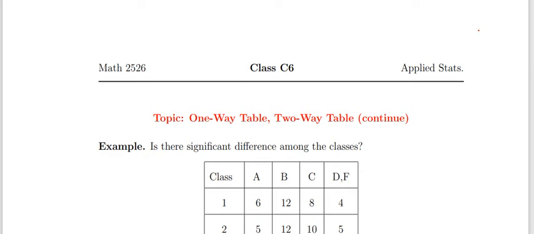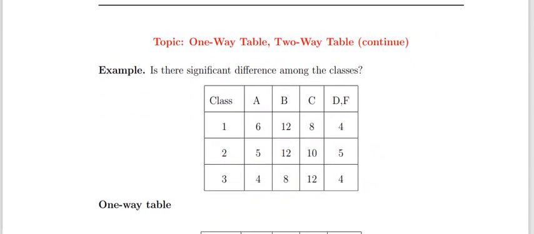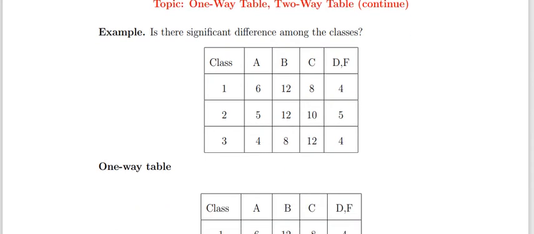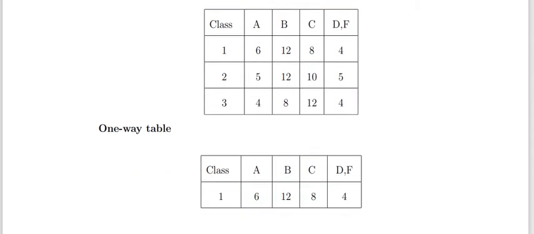This class is a continuation of the topic of one-way tables and two-way tables. So we know what a one-way table is and what a two-way table is. This is a two-way table, and this one is a one-way table. For a two-way table, the typical question is whether changing this direction or changing this direction makes a difference.